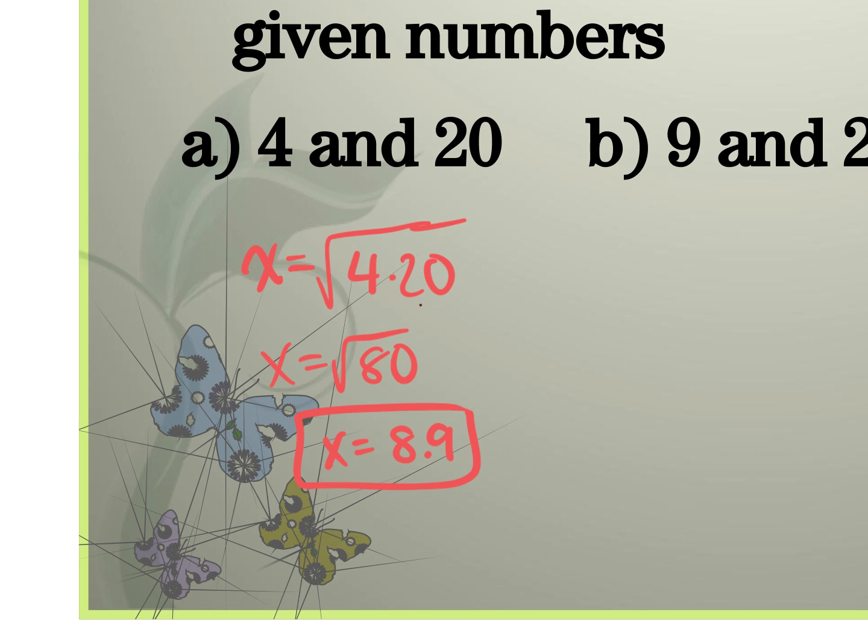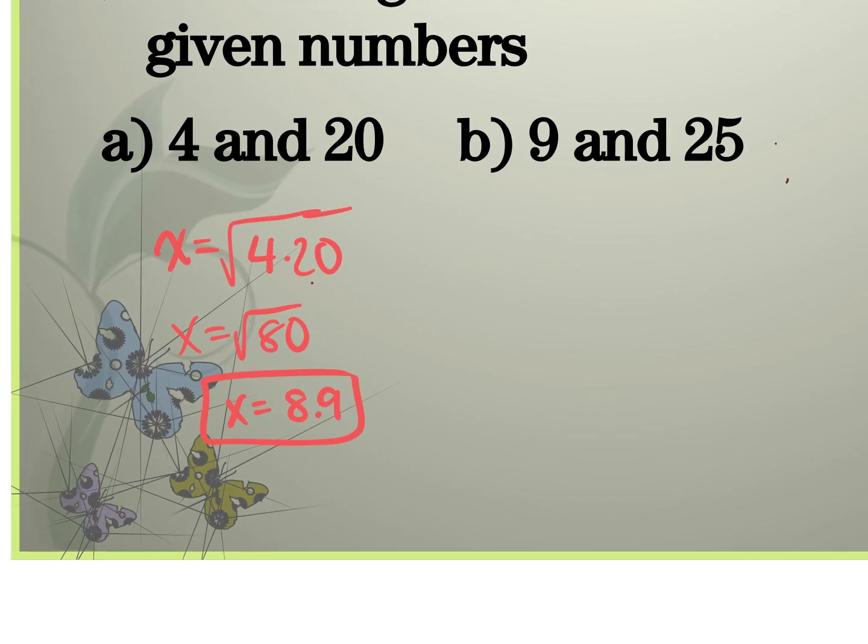Okay? What would I do for the second one? For 9 and 25? X equals the square root of 9 times 25, which is the square root of 225. So X equals the square root of 225. Plug it into your calculator. What's the square root of 225? X equals 15.